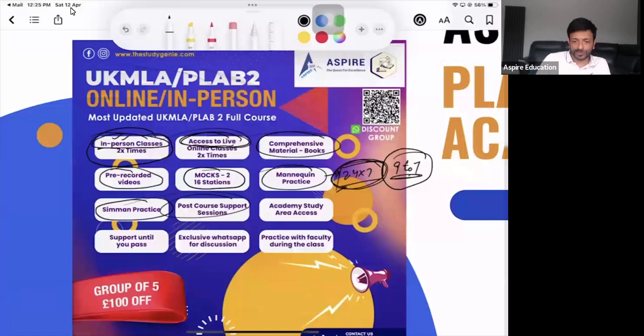Mannequin practice, that's the post-course support. I'll tell you in detail what the post-course support session is as well. Academy access area, as we said, 24/7, and we have a WhatsApp group for every single batch, and the discussion keeps happening in the WhatsApp groups. And you will get the chance to practice with the faculty during the class. So our class is not so much teaching, it's more practicing. So we keep on practicing.